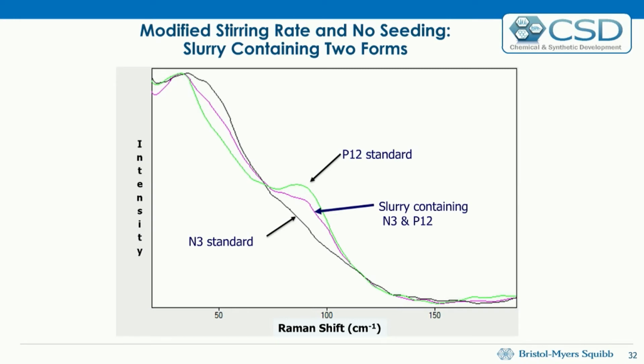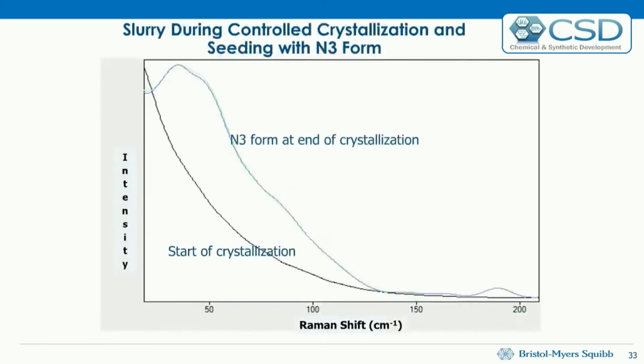So what I'm showing here is a slurry mixture containing N3 and P12, and again, the standards for N3 and isolated P12. So that shows you what our target is. We know what we're focusing in on. We're going to focus in on this region here. We can also use a region up top. So this is very, very important for us.